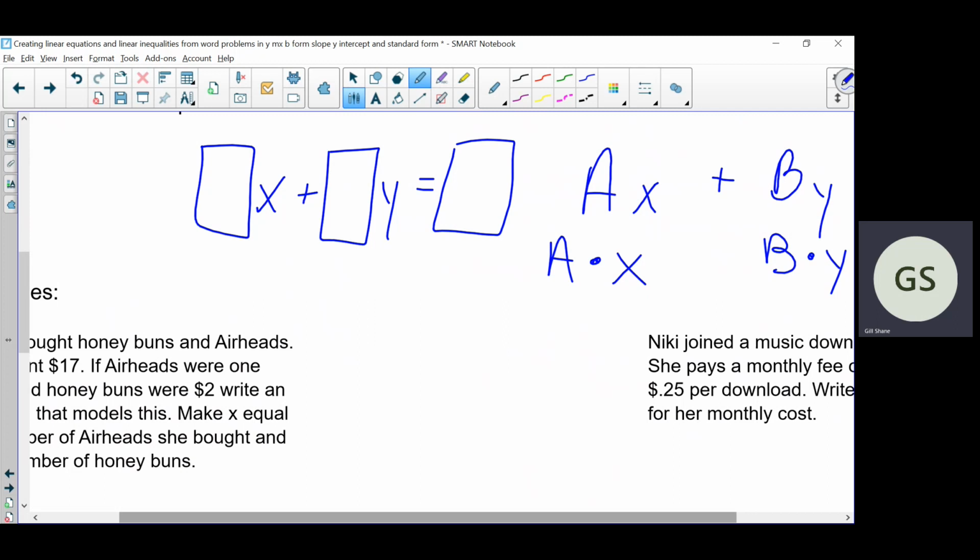Well, he ends up at what number? 17. Yeah, he spends 17. So he ends at 17. So 17 is going to go in that box.